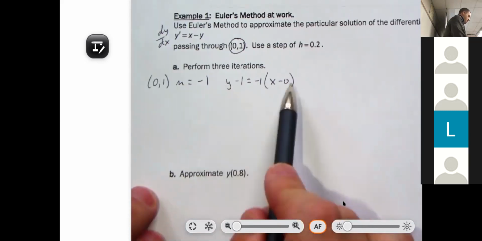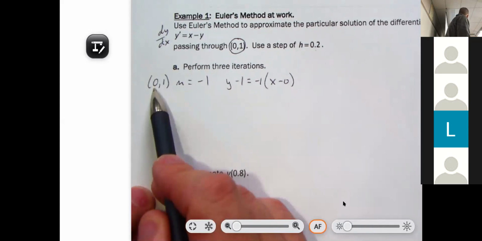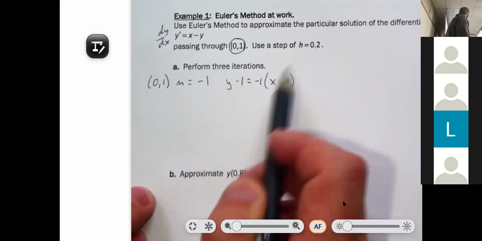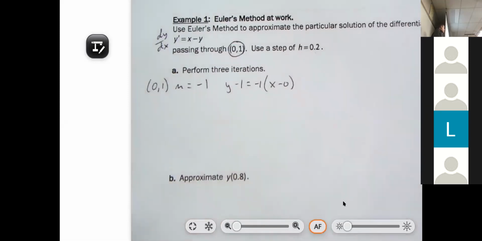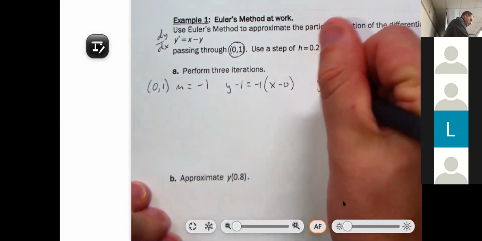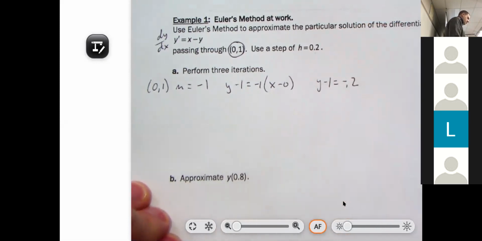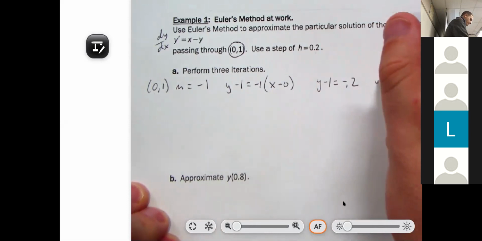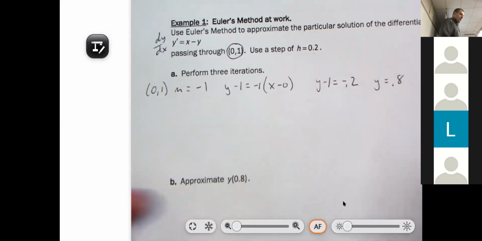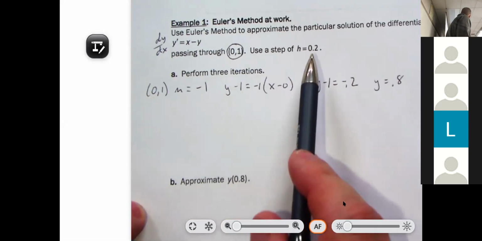So here's what we could do now. If I wanted to approximate this tangent line at 0.2 away from this x coordinate, basically what I want to do right now is plug 0.2 in for x. I want to use this tangent line to approximate the function at 0.2. So it's going to be y minus 1 equals -0.2, and then add 1. So 0.8. That means we started at (0, 1), marched along this curve, and now we're at the point (0.2, 0.8).